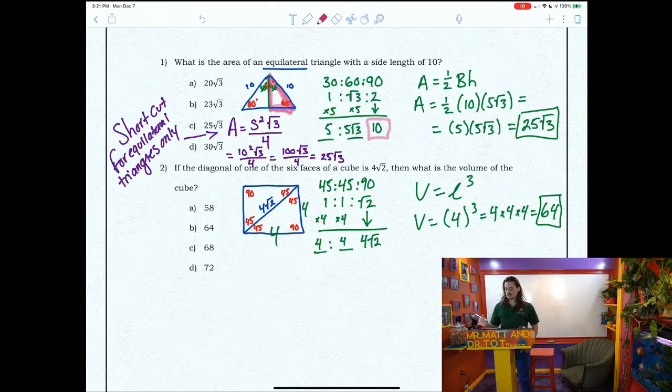Then I asked myself, to go from 2 to 10, what is the common multiple? That's 5. Only 2 times 5 will give me 10. So I need to multiply the other ratio elements, root 3 and 1, by 5 in order to get the other 2 missing side lengths of that 30, 60, 90 triangle.